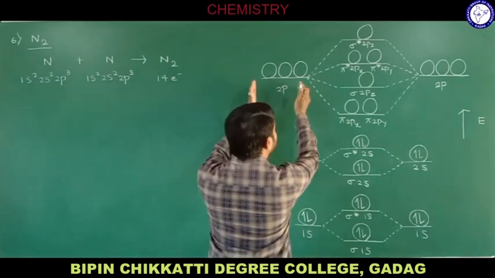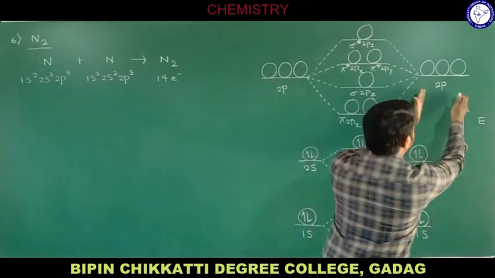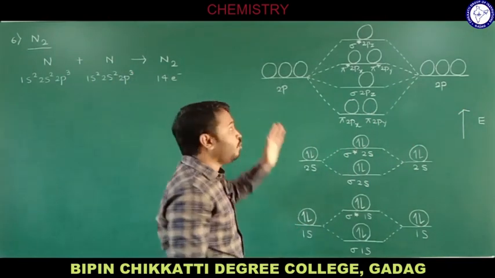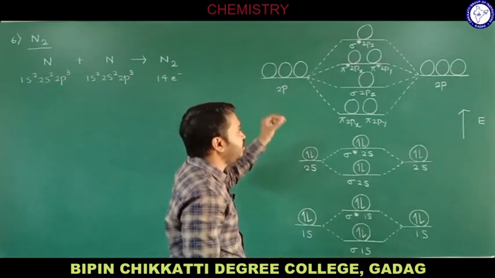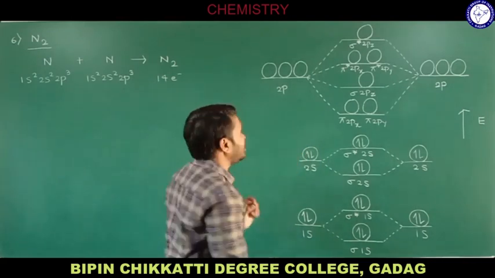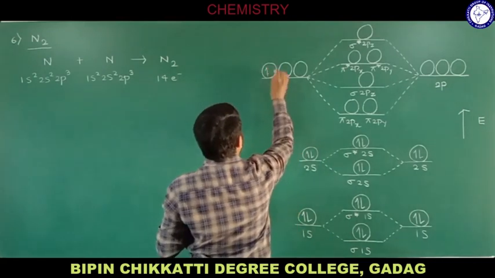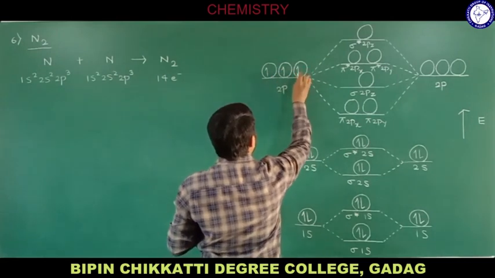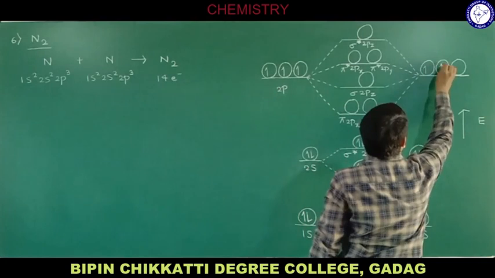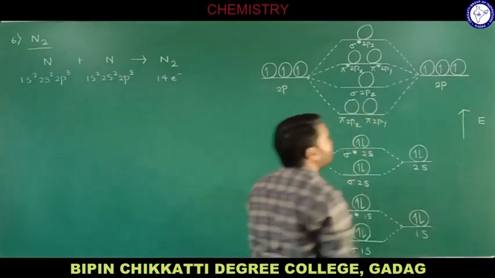So 3 electrons have to be filled here and 3 electrons have to be filled here. Remember, you need to follow Hund's rule. So all the atomic orbitals are filled with 1 electron each. After that, pairing of electrons starts. So 3 electrons we have, and each electron I am going to fill in 1 atomic orbital, and here also I fill the 3 atomic orbitals with 1 electron each.